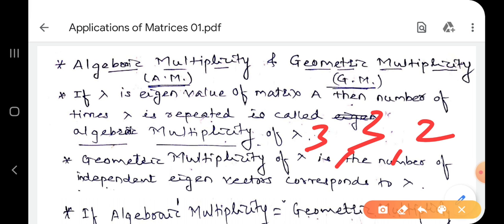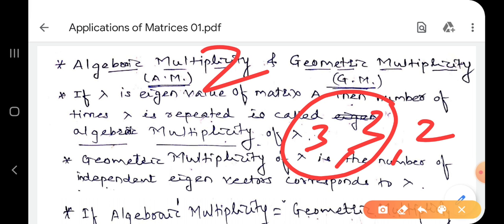Will you tell me what is the algebraic multiplicity of 3 here? Yes, reply me. Algebraic multiplicity of 3 is 2. And what is the algebraic multiplicity of 2? It is 1 because only 1 time it repeated.